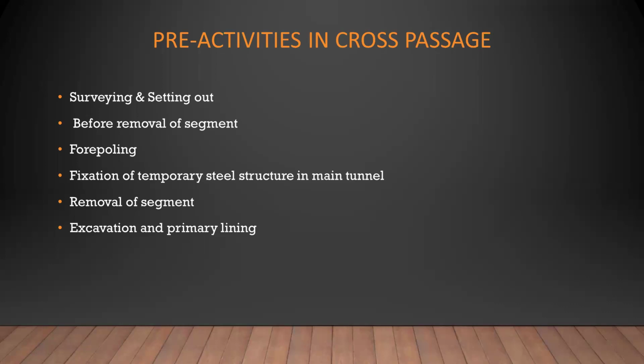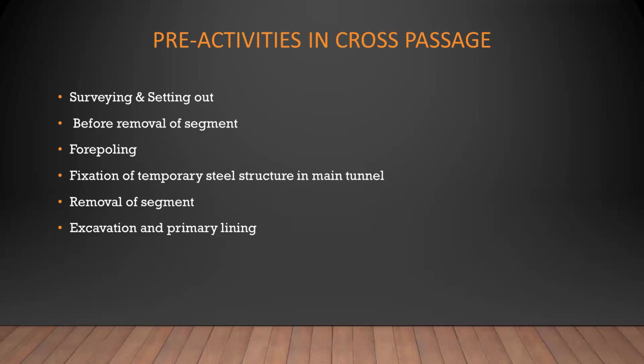Initially, survey marking is to be done on the tunnel segment at every 300 mm center to center with the umbrella type pattern. Core cutting has to be performed on the red marking. Forepoling with a perforated rod approximately 4 meters long is to be inserted, followed by grouting. Sir, the total length of the cross passage will be 8 meters.